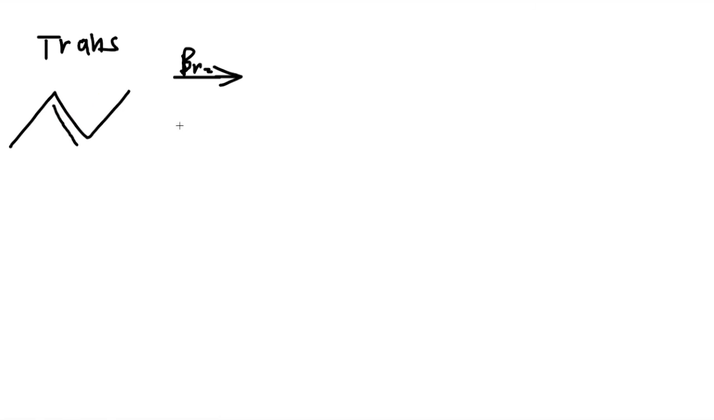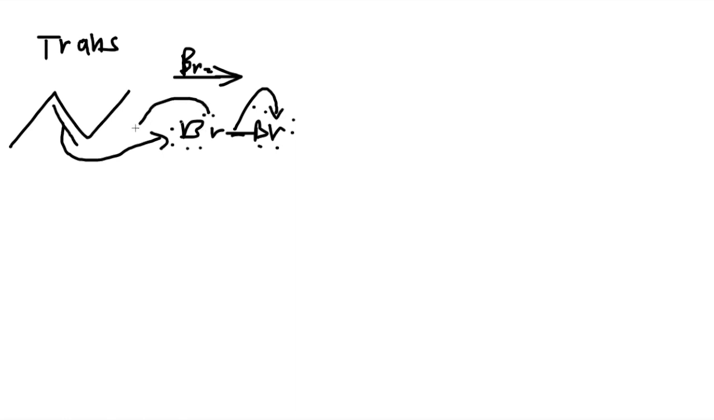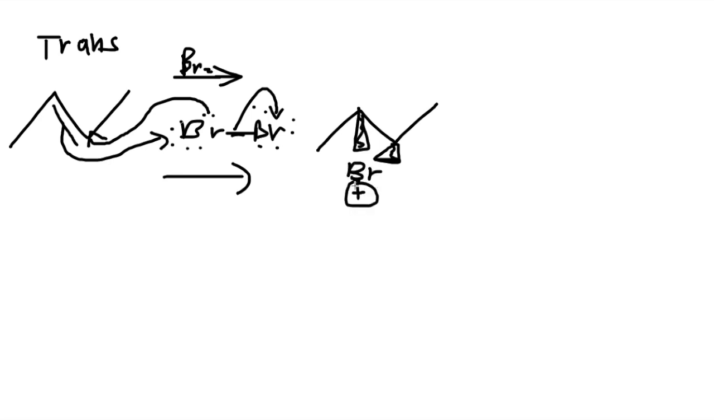Through this mechanism, we'll draw out two bromines, both having 3 lone pairs. Pi electrons go to bromine. They give off electrons to the other bromine. Now the lone pairs on the first bromine go back to the structure. This will give us a cyclic bromonium ring. So bromine has a positive charge. Now the other bromine is negative.